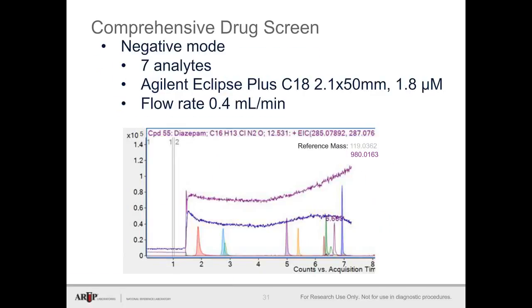And this is what negative mode looks like. Separation is done on a shorter C18 column with a bit slower flow rate than the positive mode method. The aqueous mobile phase is 0.1% acetic acid in water and Optima ethanol. Using the acetic acid rather than the ammonium formate and formic acid mobile phase used in positive mode boosted our sensitivity quite a bit.